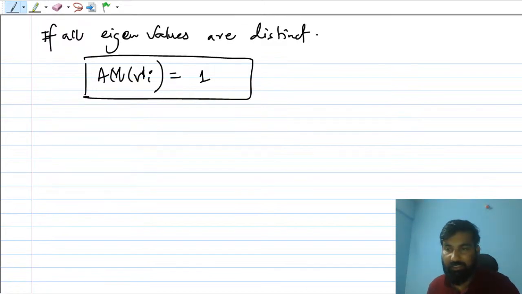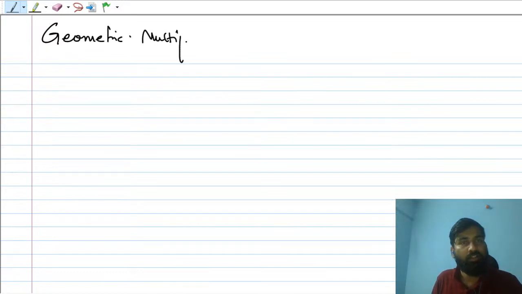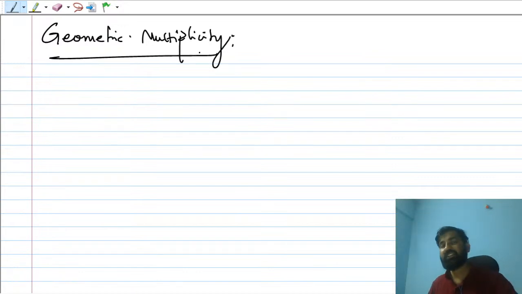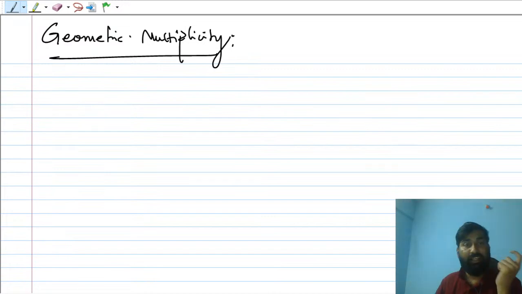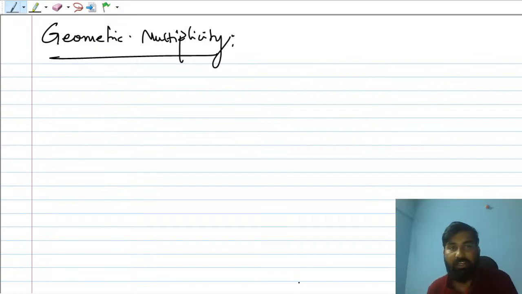Geometric, and then we will solve some of the problems. Geometric multiplicity is a very important concept. This year in 2024, or in the coming year, a question can be asked. If you don't know the concept of GM and AM, then it will be very difficult to calculate the number of linearly independent eigenvectors.